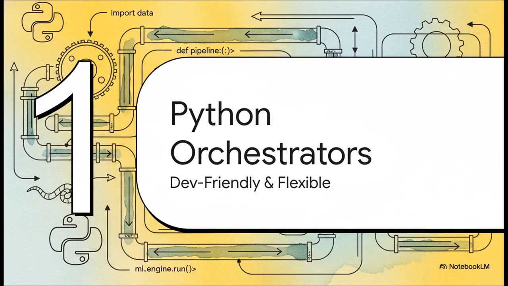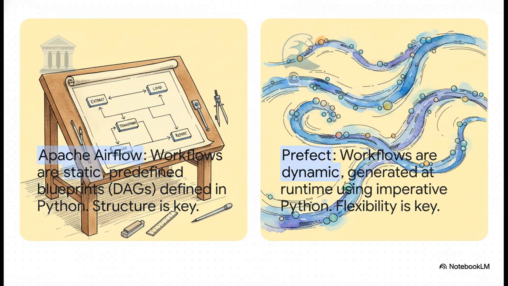We're going to start with the Python-powered orchestrators, and this is a really natural place to start because, well, they speak the native language of most data scientists and machine learning engineers. This slide really gets to the heart of the matter. It shows this fundamental difference in philosophy between the two heavyweights in the Python space. Over on the left, you've got Apache Airflow, and it is all about structure. You define your workflows as these static blueprints. They're called DAGs, which stands for Directed Acyclic Graphs. Think of it like a fixed map of all your tasks.